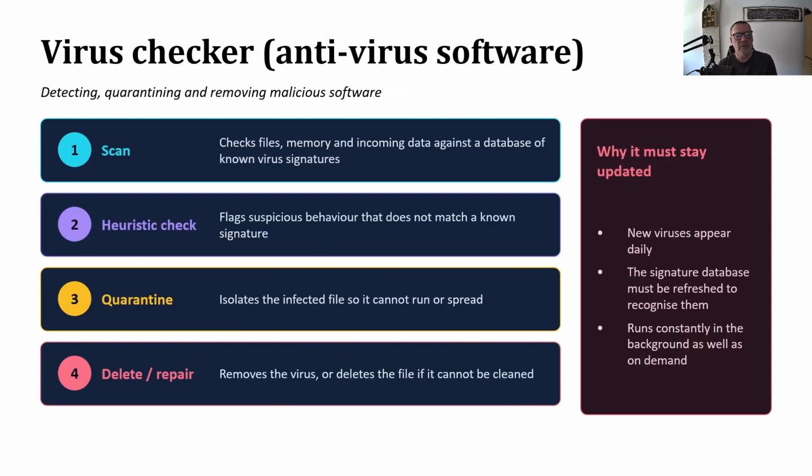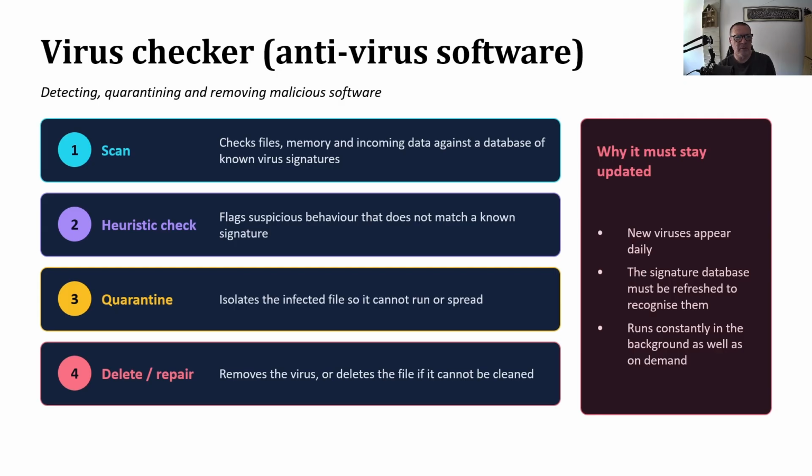Then we've got a virus checker, or sometimes called antivirus software. This is for detecting viruses and quarantining them, or potentially removing them. So you can use scan. A scan will check files, memory, and incoming data against a database of known virus signatures. So what it thinks a virus looks like, the kind of things it does, the kind of code in it, then it will try and find an existing virus and then do something about it.